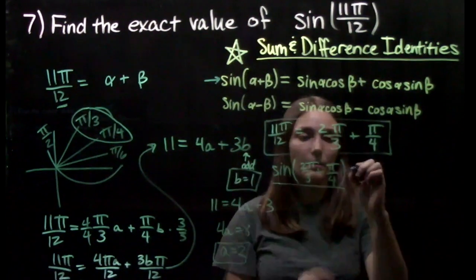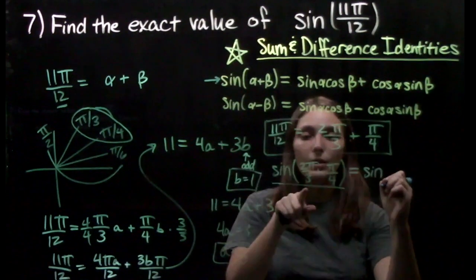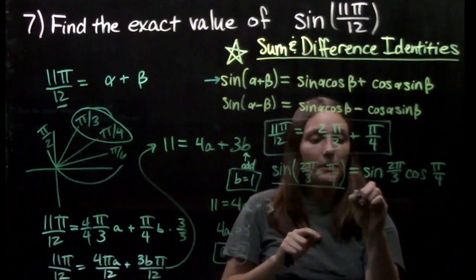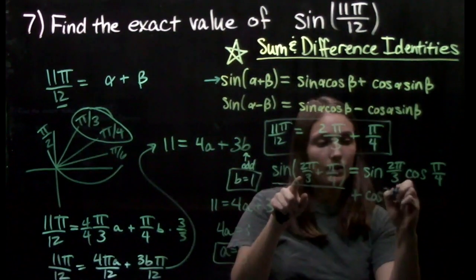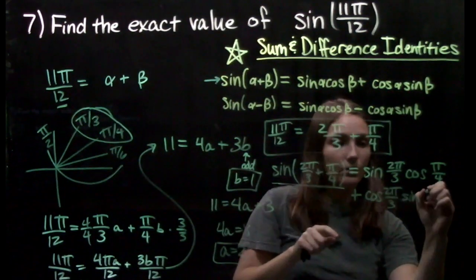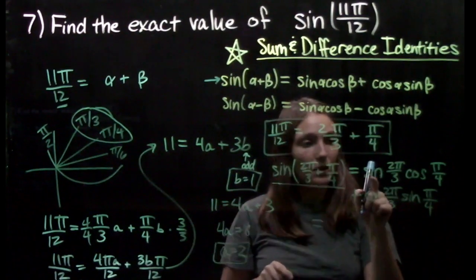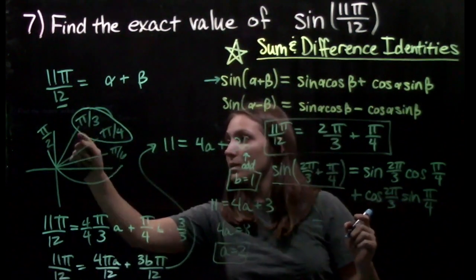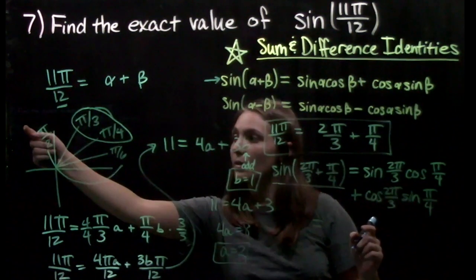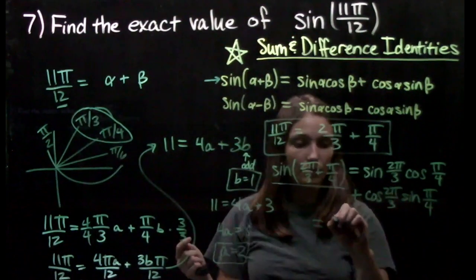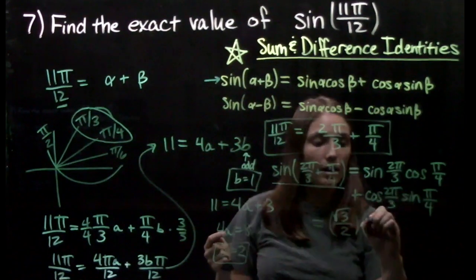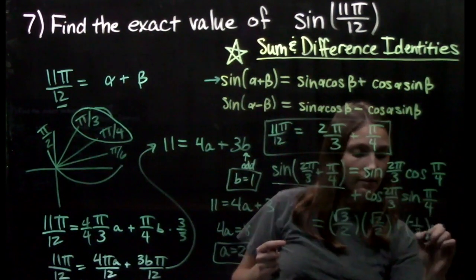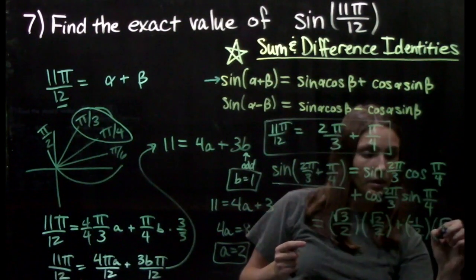So we've got sine of 2 pi over 3 plus pi over 4 is equal to the sine of the first angle, 2 pi over 3, times the cosine of the second angle, pi over 4. And then we add the cosine of the first angle times the sine of the second angle. If we know the unit circle, we know that 1 pi over 6, 2 pi over 6, 3 pi over 6, 4 pi over 6 is 2 pi over 3. The sine is the y coordinate, so we have root 3 over 2 for that one. The cosine of pi over 4 is root 2 over 2. And then we add the cosine of 2 pi over 3, which is negative a half, times the sine of pi over 4, which is root 2 over 2.